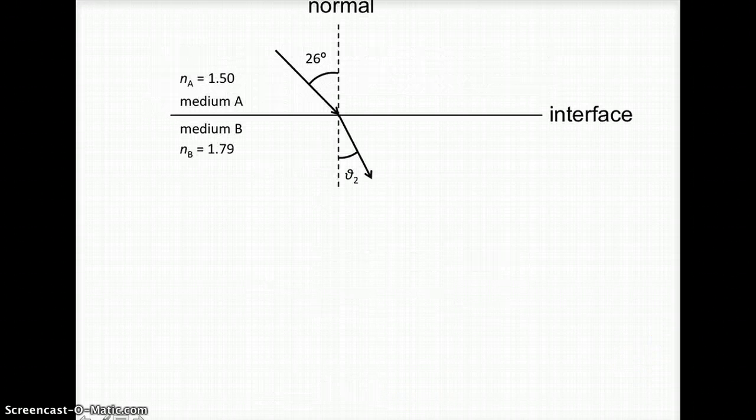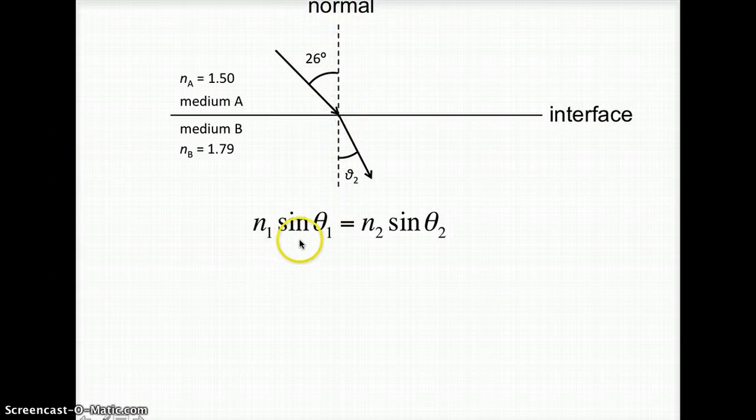The second equation. Here's a practice problem for the second equation. We're given the angle at which light travels in medium A. It's 26 degrees from normal. We're also given 1.5 as the refractive index of A and 1.79 as the refractive index of medium B. Because medium B has a higher refractive index, the ray bends in toward the normal.